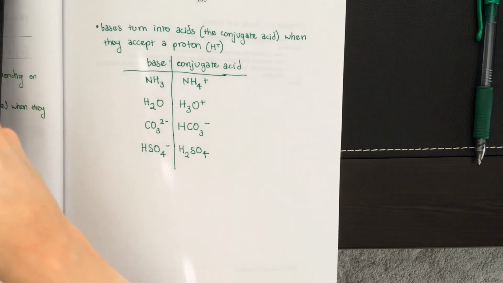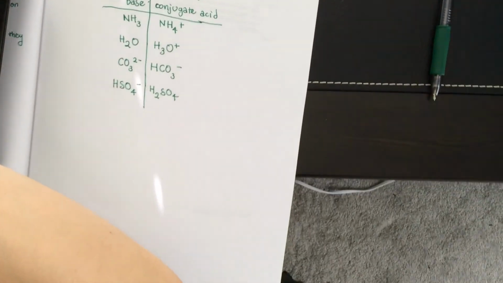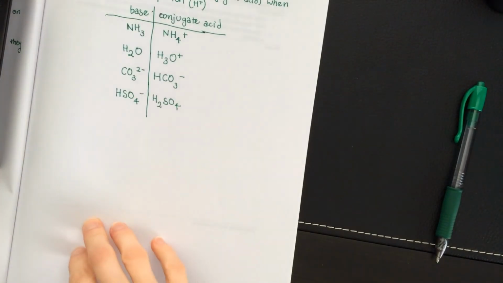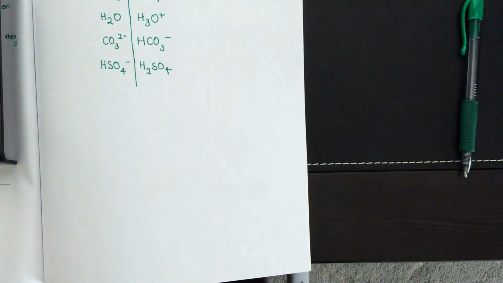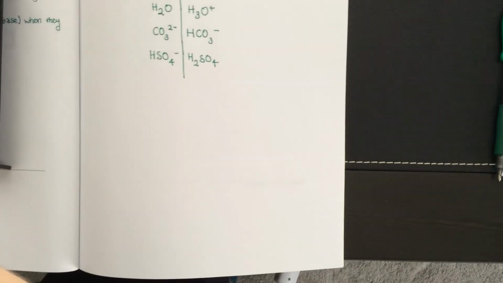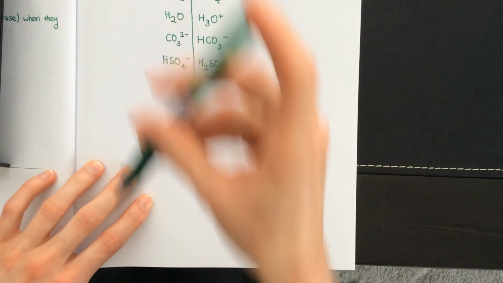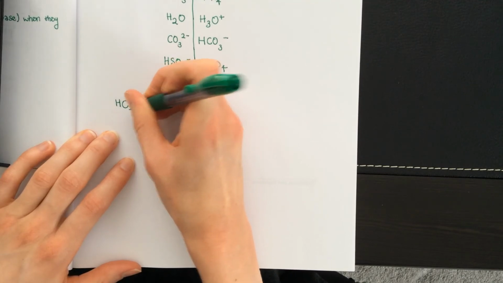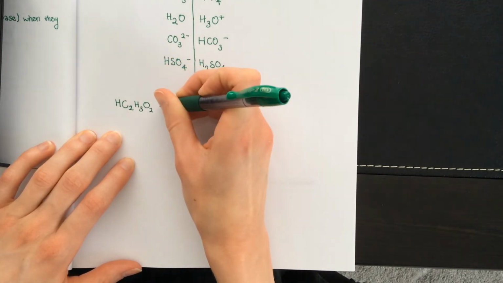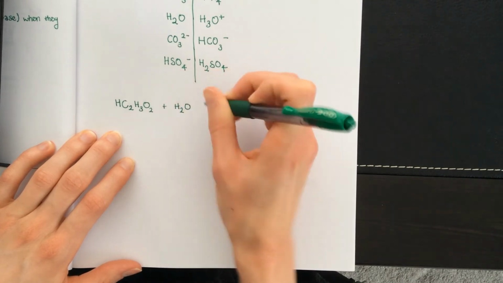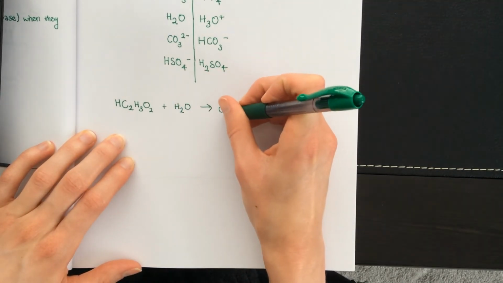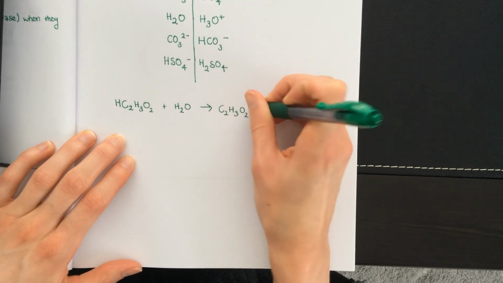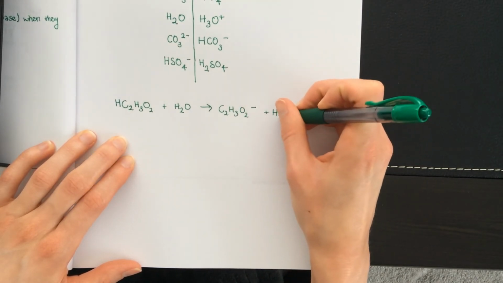Okay, a couple other things you need to be able to do with this. You need to be able to look at a reaction and figure out what is the acid, what is the base, what is the conjugate acid, and what is the conjugate base. So let me write out an equation and we'll talk about this. Let's say we have HC2H3O2 plus H2O forming C2H3O2 minus plus H3O plus.